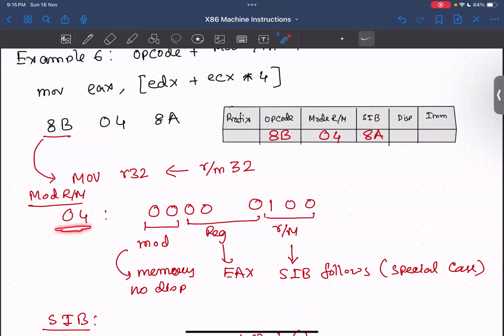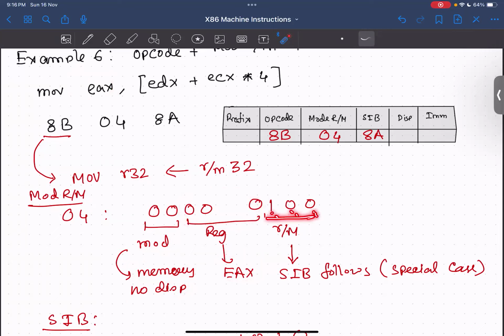So if I expand 04, basically we have 00 00 00 01 00 00 0 and then 4. We know the first two bits are our mod bits, and from 00 we know that we have memory addressing, but we don't have any displacement. So the first thing, it's not a displacement. And then the destination register is encoded in 000, which is EAX. And the third one is 100.